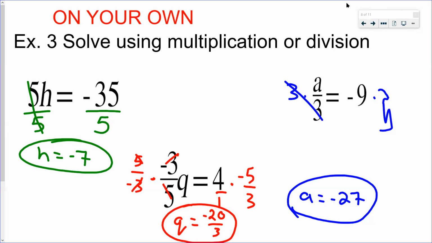So that is solving one-step equations. If you do have any questions, you're like, hey, this one didn't make any sense to me, make sure when we ask if there's anything you need clarified, make sure you do ask that question.